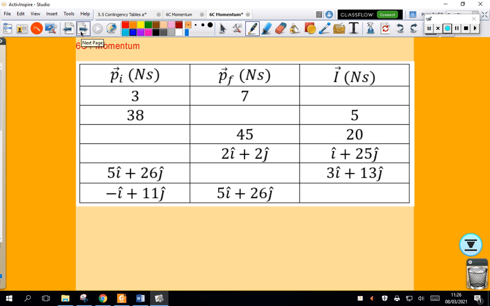Okay, I want to think about this quantity here. This is what we call impulse. An impulse is defined as being the change in momentum. And the change in momentum will be the final momentum subtract the initial momentum. You know, the change in any quantity is the final value for that quantity minus the initial value for that quantity. So my impulse here, final 7 minus initial 3, would be 4 newton seconds.